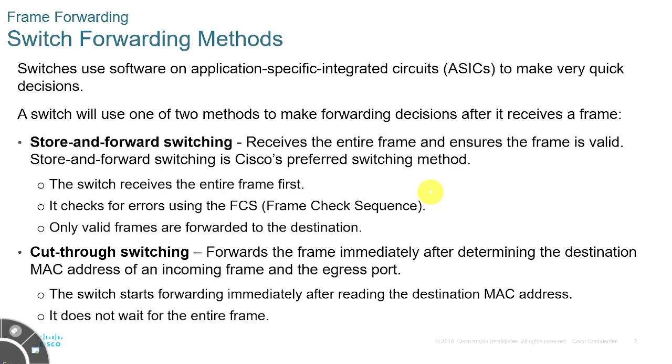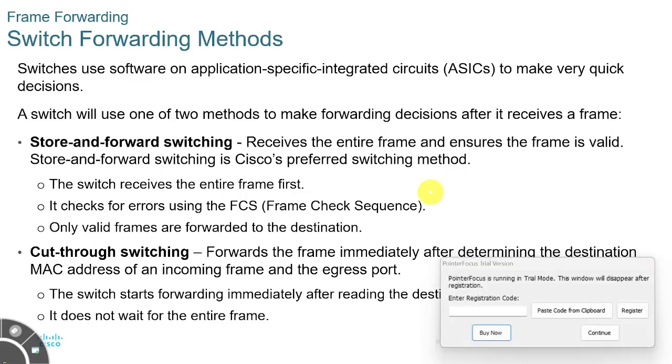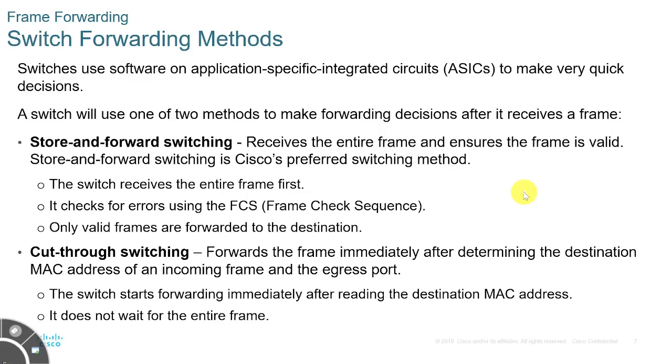Also, to make decisions, basically the switch uses two forwarding methods: store and forward switching and cut-through switching. Cisco switches use the first one, store and forward switching. What does this mean? It means that the switch will receive the entire frame completely. If it's 512 bytes, for example, it will receive all the frame.